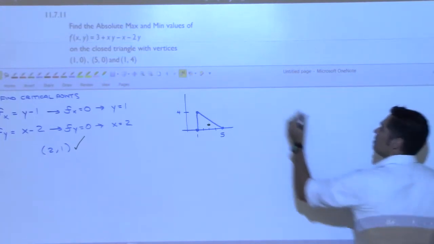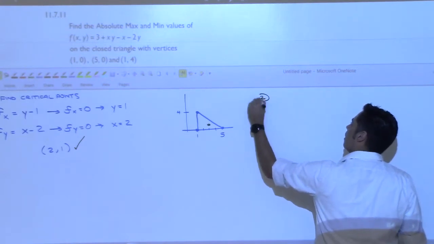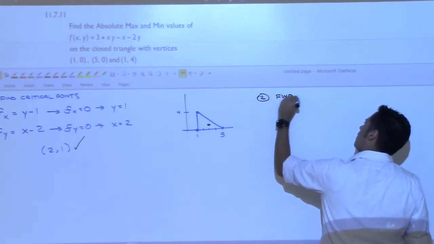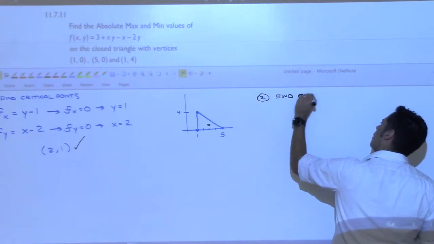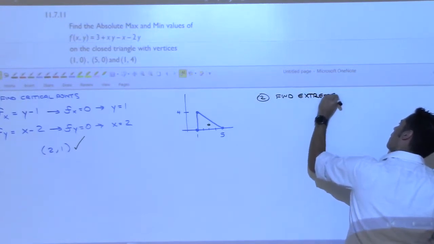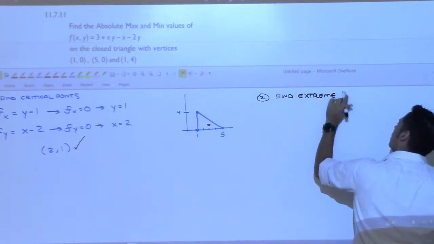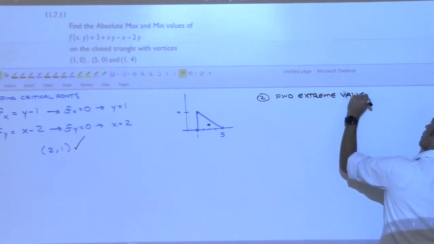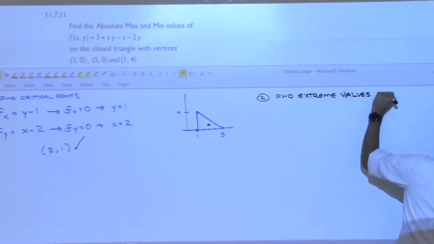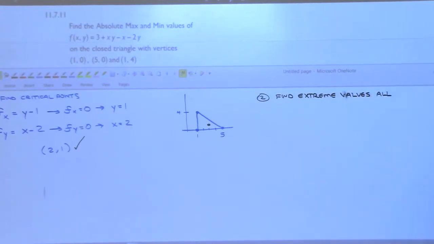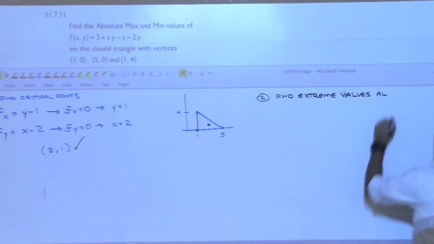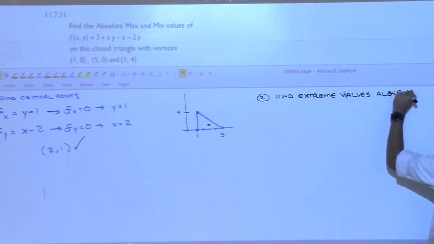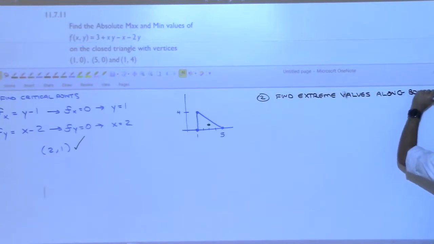We need to find the extreme values along the boundary, right?